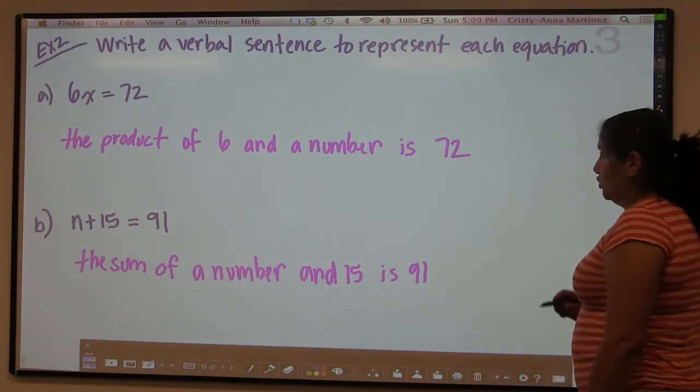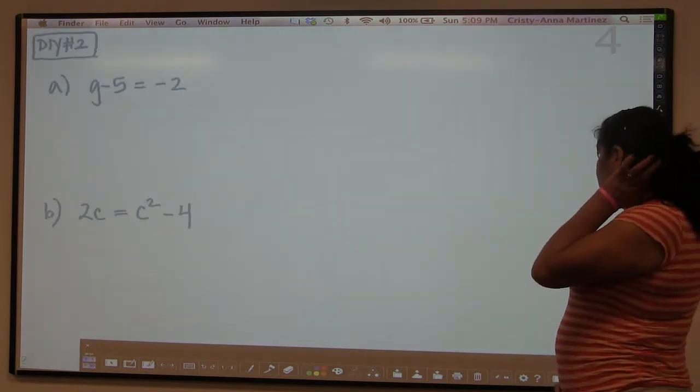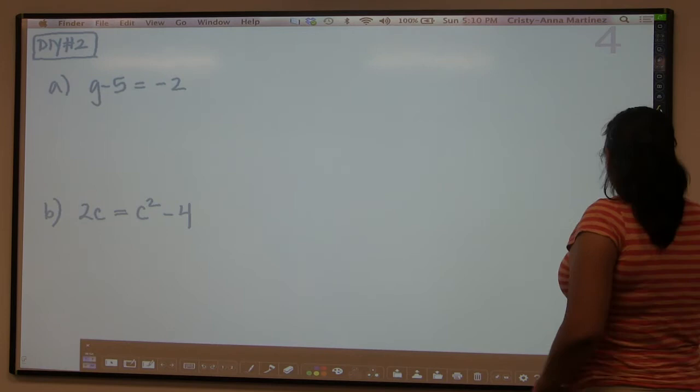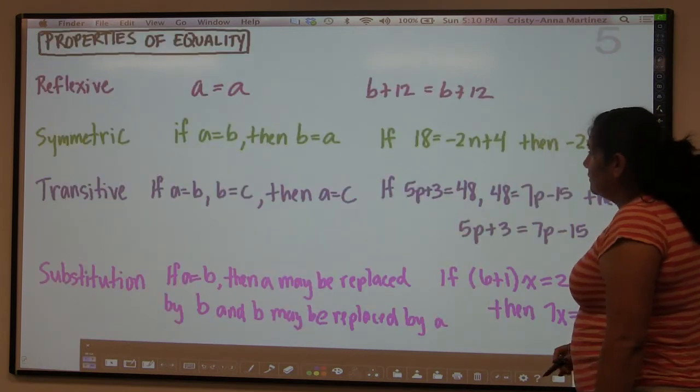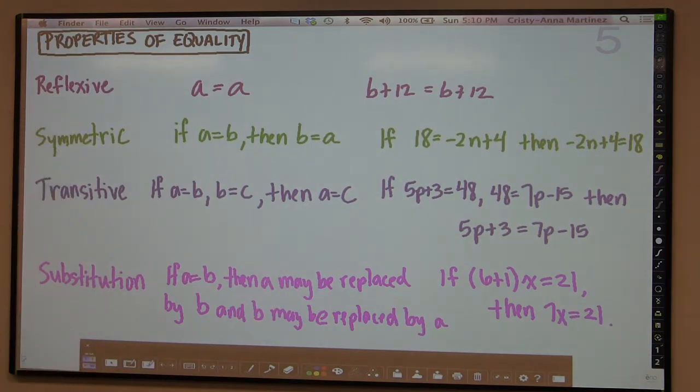That is example 2. And so then you will do it yourself, number 2. Same idea. And then we will continue. So right now, as we continue, the first thing you want to do is probably pause the screen so that you can write down these properties.